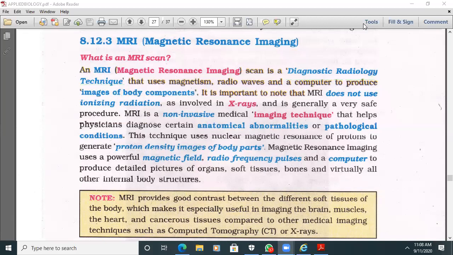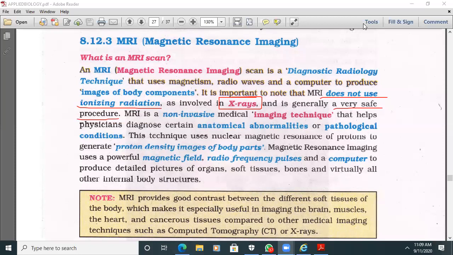It is important to note that MRI does not use ionizing radiation, as we have seen in the previous two cases, X-ray and CT scan. We used ionizing radiation in X-ray and CT scan, but here there is no ionizing radiation. That's why MRI is generally a very safe procedure in comparison with the CT scan.